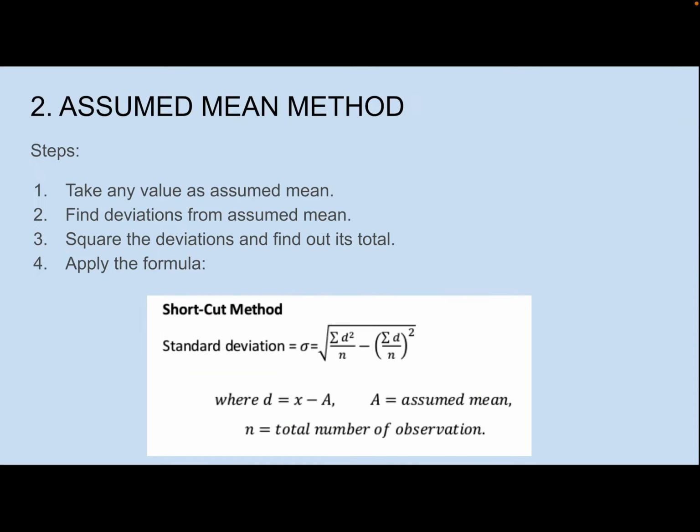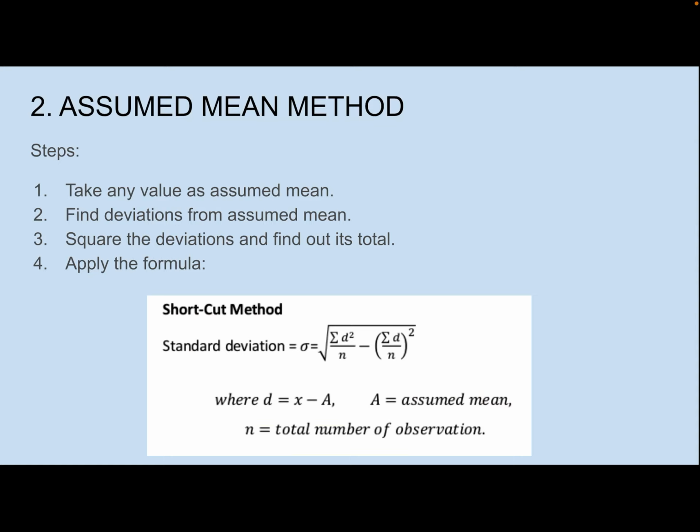The second method is assumed mean method. The name itself suggests that there is no need to calculate the actual mean. You can assume the mean from the variables given to you. The rest of the steps are the same. You need to find out deviations from the assumed mean. Then you need to square the deviations, find out their total and apply the formula.